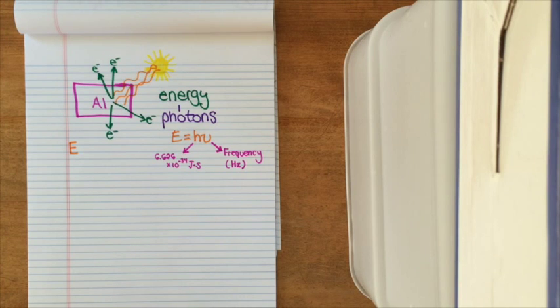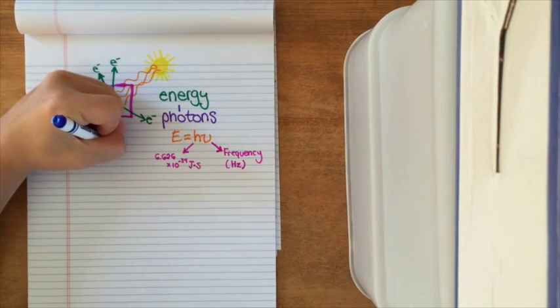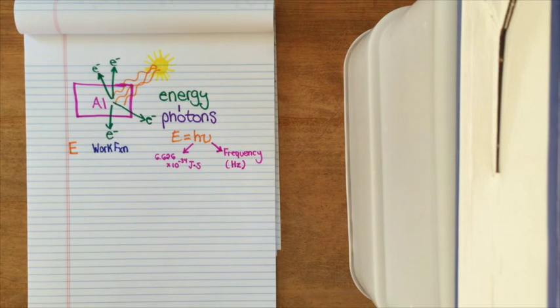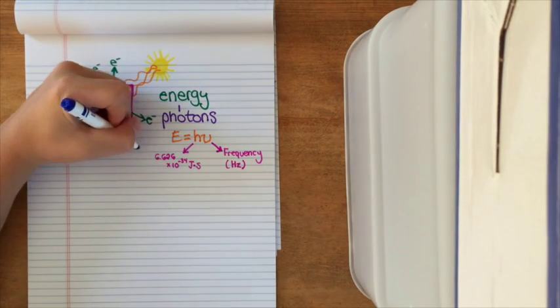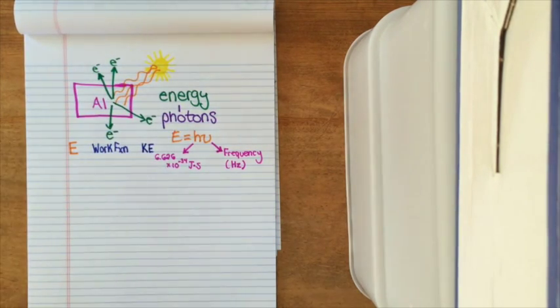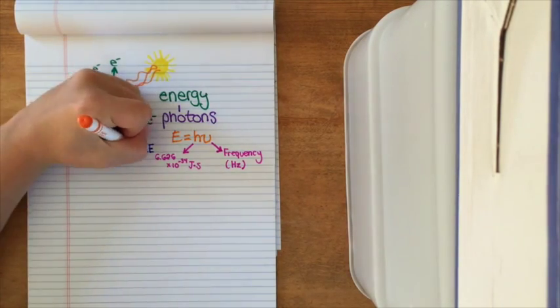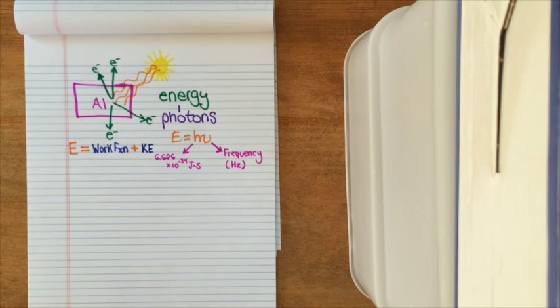Well, electrons need some minimum amount of energy to be pulled away from their nuclear attraction. That's called the work function. And then whatever energy is left over in the photon is completely devoted to increasing the electron's kinetic energy. It's contributed to the electron's velocity when it's leaving the metal, how fast it shoots out.